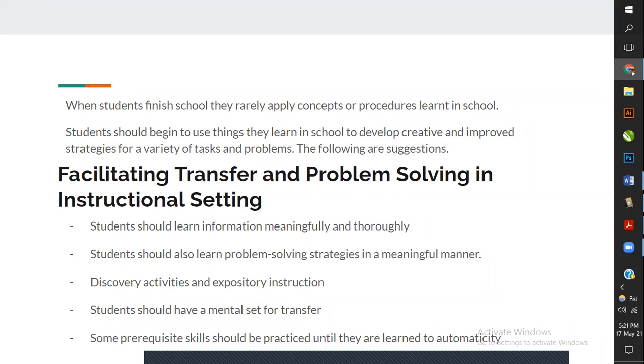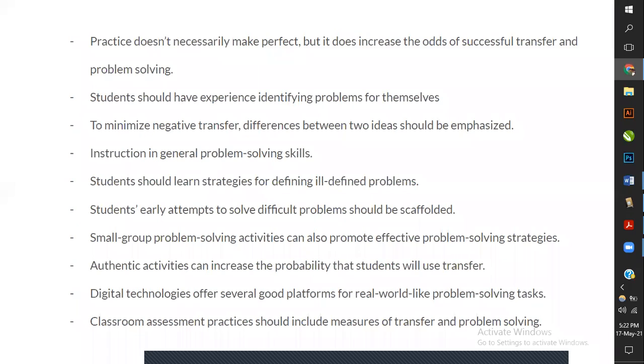Minimize negative transfer. Differences between two ideas should be emphasized. Instruction in general problem solving skills can be helpful. Students should learn strategies for defining ill-defined problems, right? So, like I said before, ill-defined problems will be the ones that are too ambiguous, right? The ones where there's no guarantee that students will be able to come to a solution. Students' early attempts to solve difficult problems should be scaffolded.